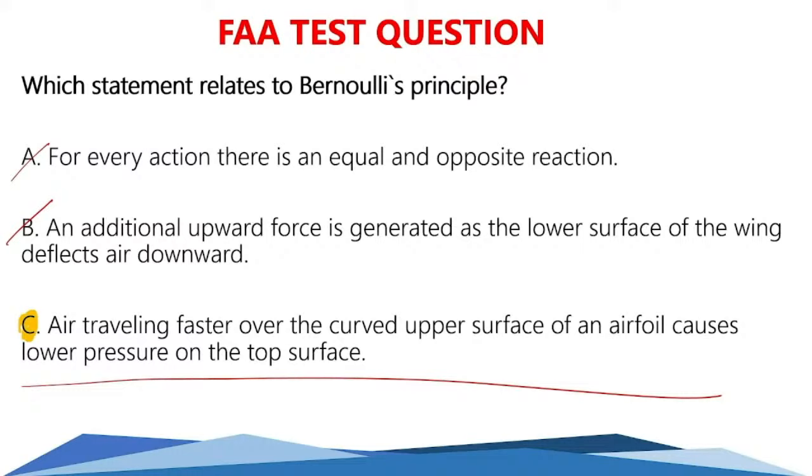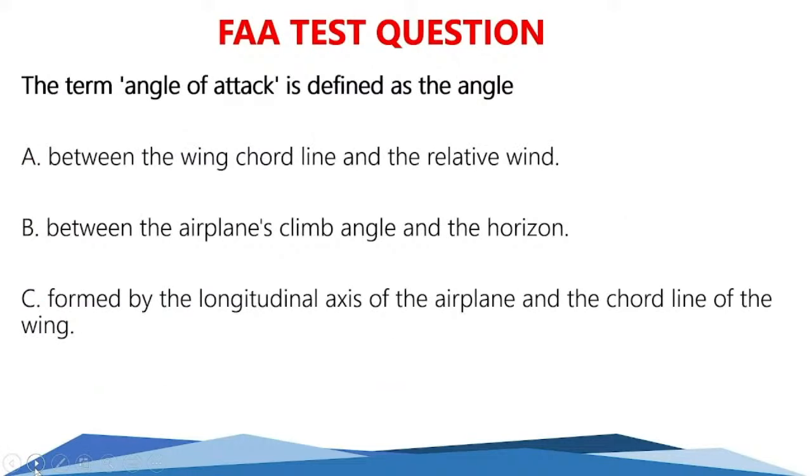One more for you before we move on. So kind of think about the different parts of that airfoil. The term angle of attack is defined as the angle. Is it A, between the wing chord line and the relative wind? B, between the airplane's climb angle and the horizon? Or is it C, formed by the longitudinal axis of the airplane and the chord line of the wing?